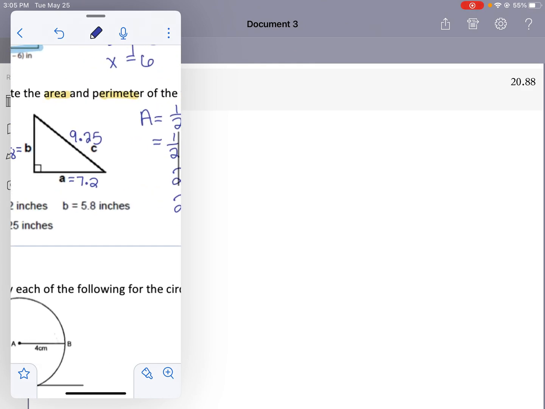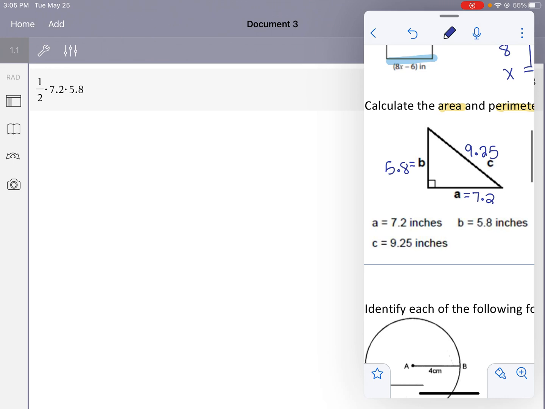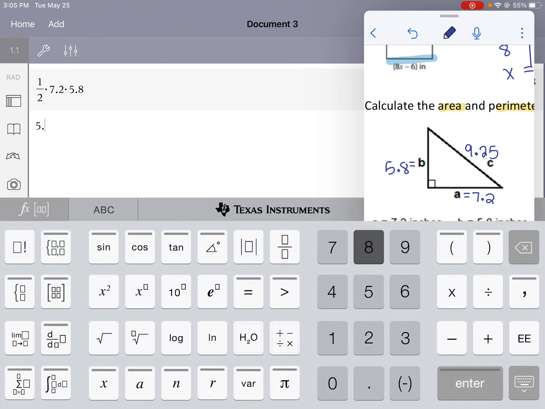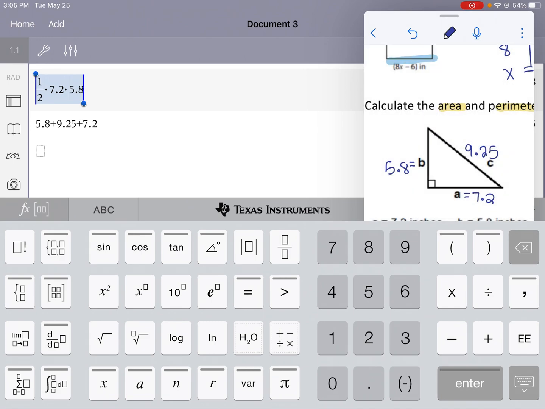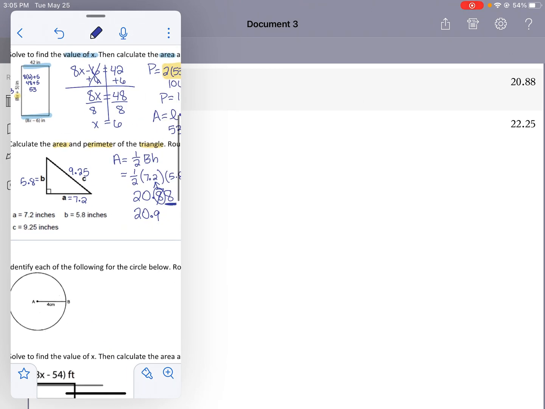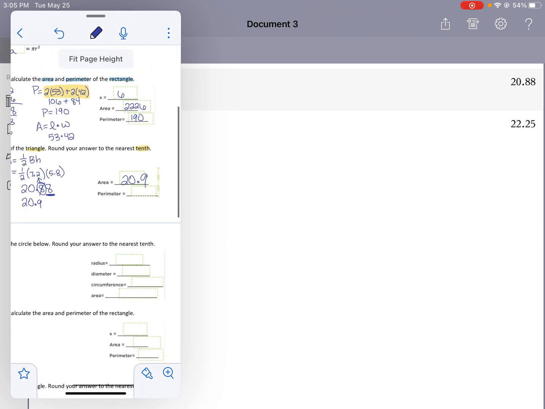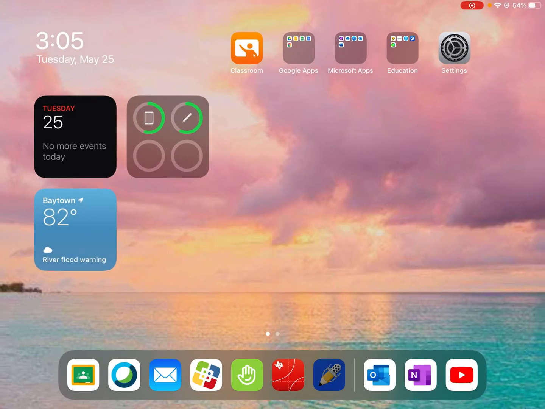Okay, the perimeter, I'm going to add up all three sides. So I have 5.8 plus 9.25 plus 7.2. Okay, so that gives me 22.25. The 5 tells me that 2 becomes a 3. So 22.3. Okay, so going back to our notes.